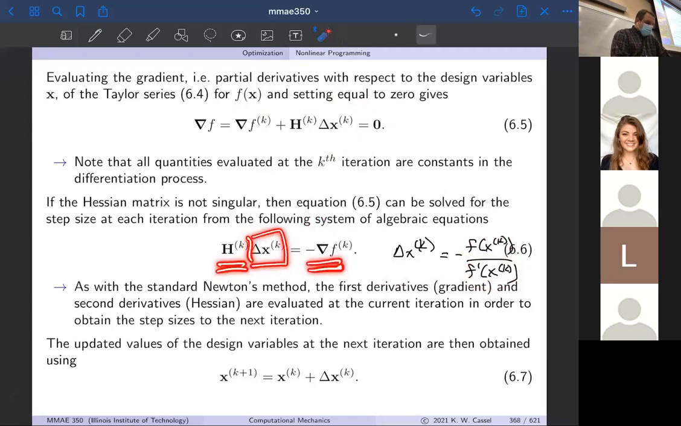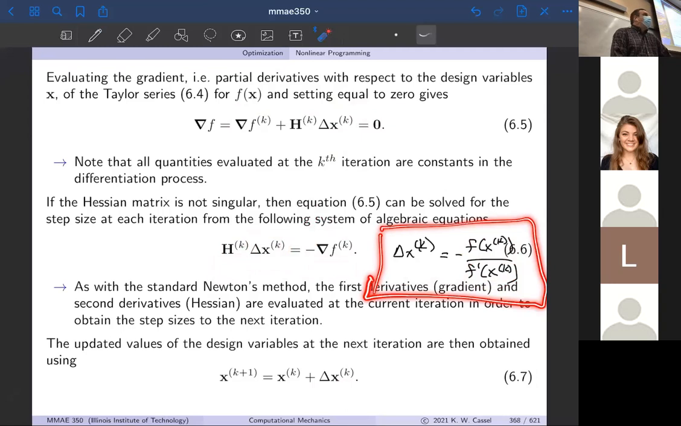And then you solve that system of equations for delta x. Once you have a new estimate for delta x, you reevaluate the gradient on the right-hand side, the Hessian on the left-hand side, and then you solve that new system of equations for the new set of delta x's. But again, conceptually, it's no different than this for the 1D root finding case.